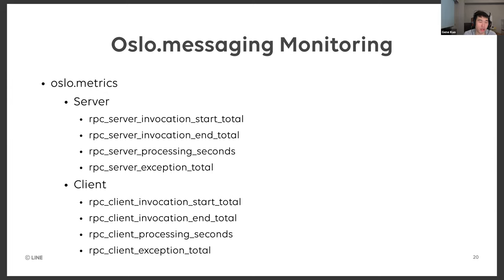So currently we're monitoring these metrics. The metrics are identical from the server and client side. So basically how many RPC calls start and end, how much time it takes to process those RPC calls, and how many exceptions happen for all the RPC calls. Some of these are useful when debugging or trying to find out where the bottleneck is. And I'm currently working hard in my free time to try to make it upstream.